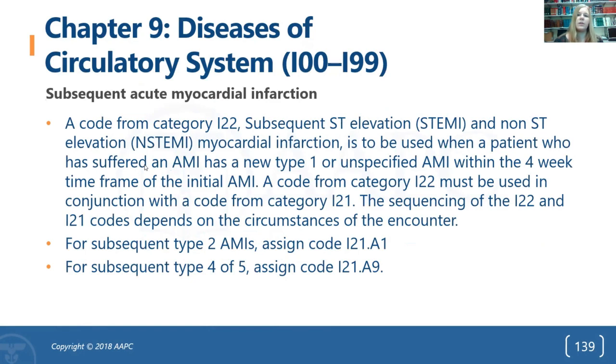The subsequent rule is that if a patient has an AMI and within that 4-week period of the initial has suffered another myocardial infarction, then it's considered subsequent. And we would then look at category I22 for those codes.